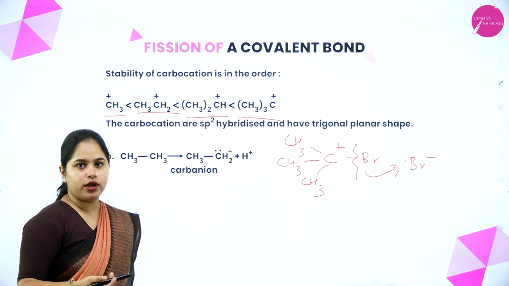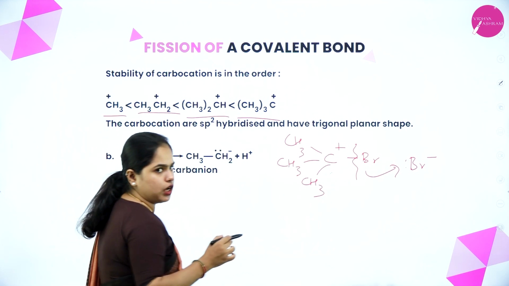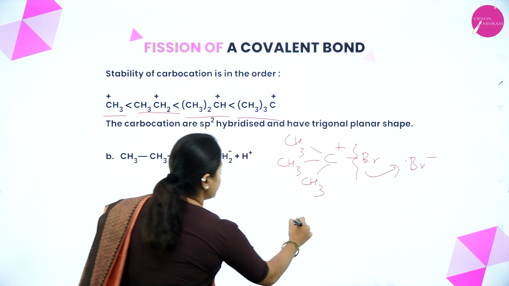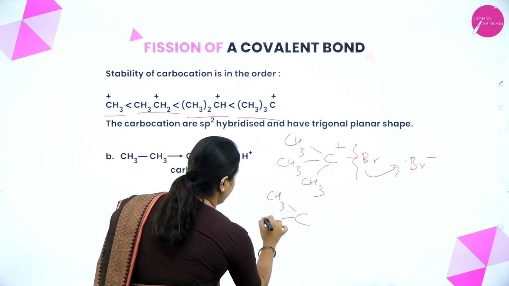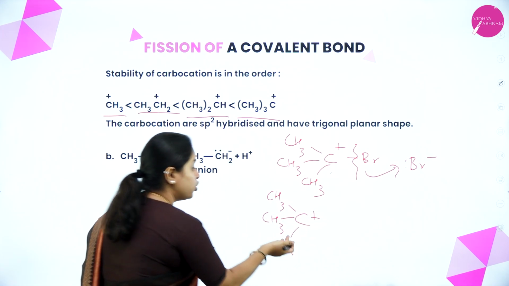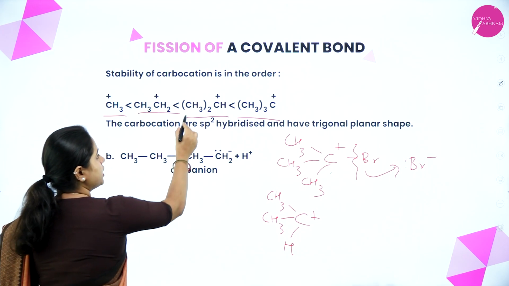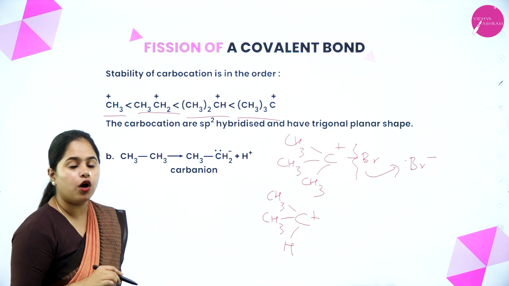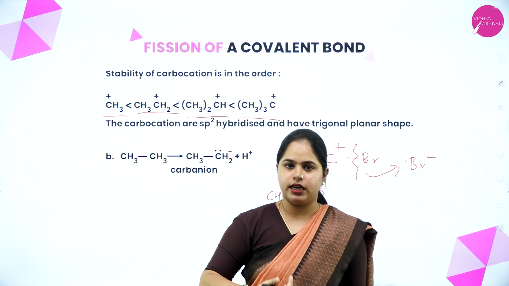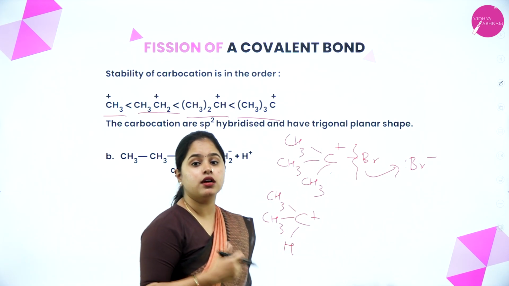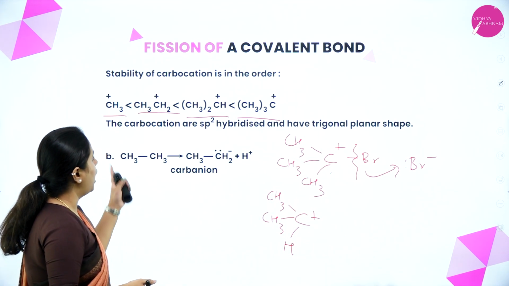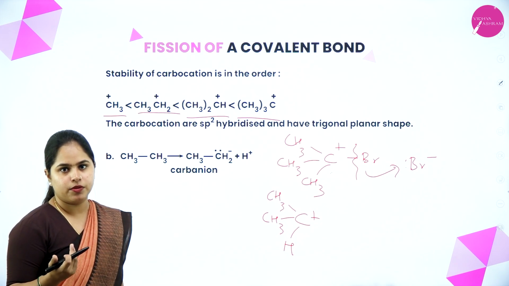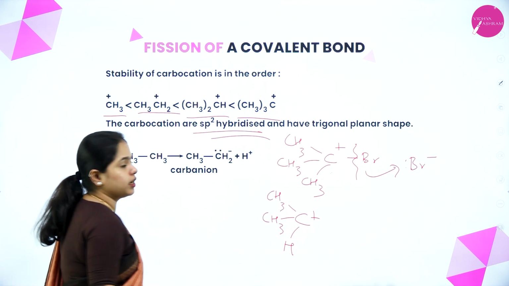Now the tertiary carbocation means the carbon atom which has the positive charge is further attached to 3 carbon atoms, 1, 2 and 3. So this is tertiary. Now what is a secondary carbocation? It is attached to 2 carbon atoms, that is CH3 twice CH. Now, what is primary? CH3CH2 plus. So the order of stability is tertiary, then secondary, then primary. Tertiary has the highest stability. The carbocations are sp2 hybridized and have trigonal planar shape.